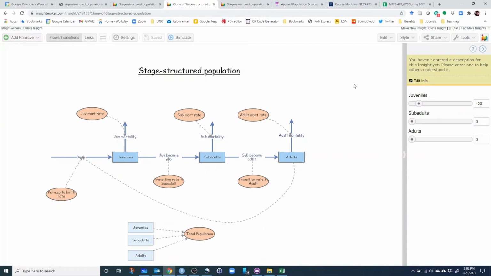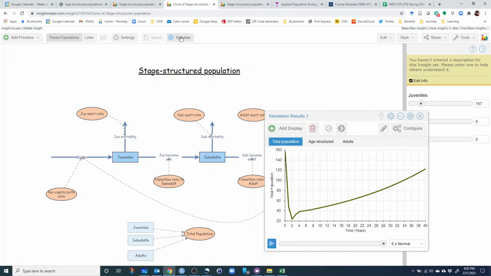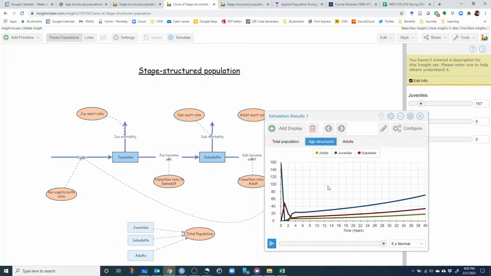The first step in the exercise is just to start the population off with only juveniles, no subadults, no adults, and see what happens to the population growth over time. So first of all, you see that there's a drop in the population in the first couple of years, and then the population starts increasing, and then it starts this smooth increase over time. You can see the same thing in every single one of the life stages.